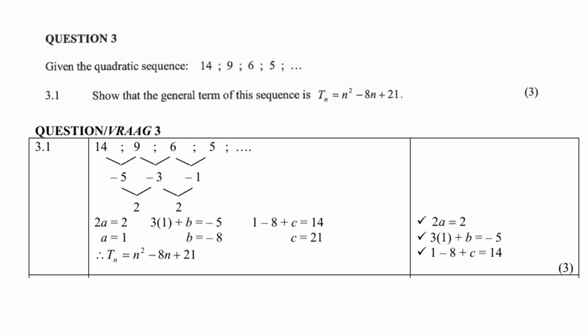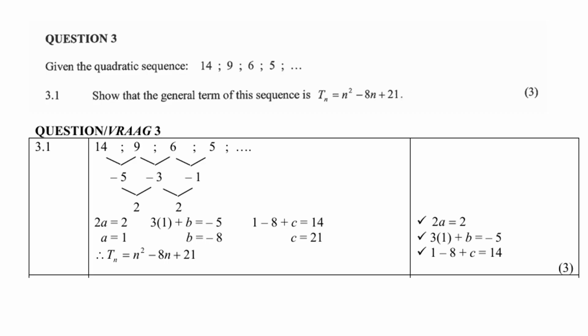Now to get the last one, it is a plus b plus c. Now a plus b plus c equals 14. Where's the 14 coming from? It is your first term, namely 14. Now you already got the a, which is 1. You got the b, which is negative 8. So therefore c equals 21.